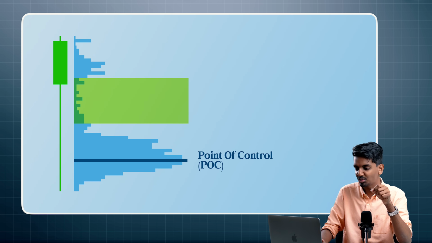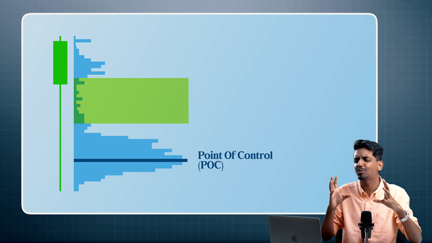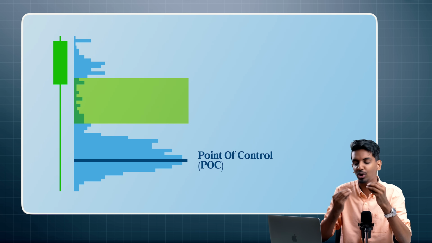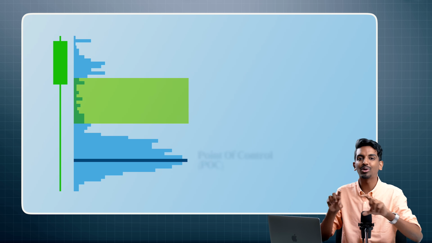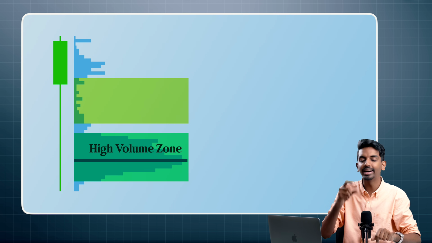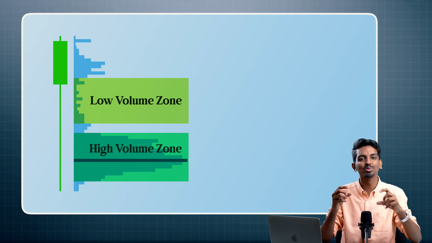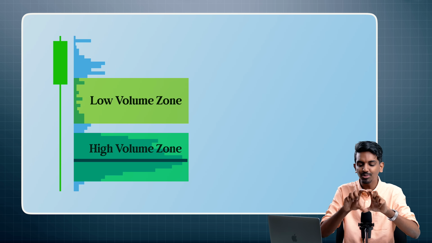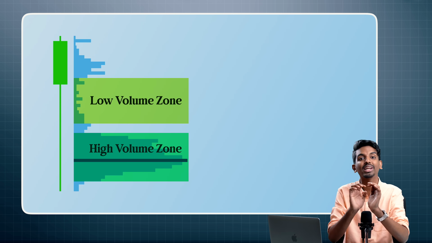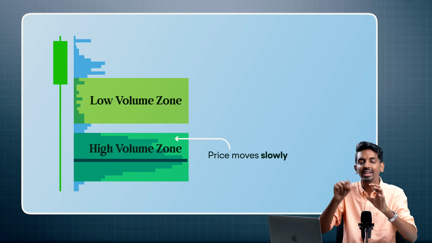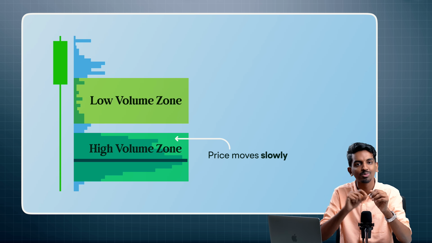And at this range, which is the middle range of the candle, there is very low volume happening. So the bottom area here, you can call it a high volume zone, and the middle area with lesser volume, you can call it a low volume zone. These high volume zones have a gravitational effect. That means whenever the price comes there, it often gets trapped and it moves very slowly. The price of the stock moves very slowly.